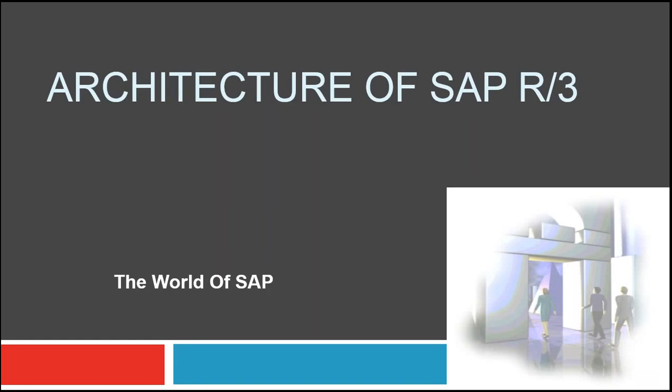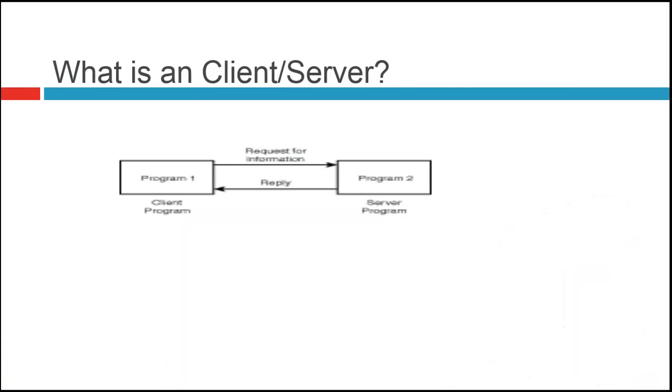SAP is an R/3 system, R for real-time and 3 for 3-tier architecture, where it contains 3 layers, and it works on the concept called client-server architecture. So what do we mean by client and what do we mean by server? The client sends the request to the server, and the server sends the response to the client. So it is a two-way communication between the client and the server.